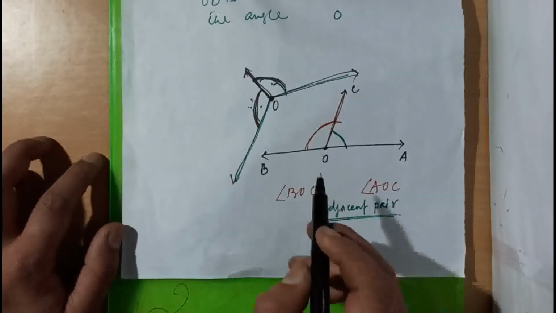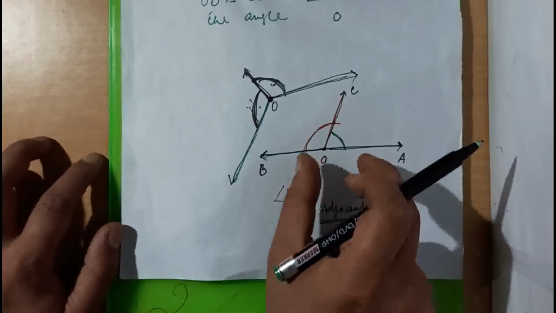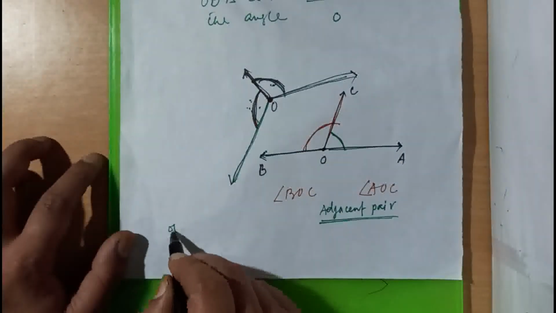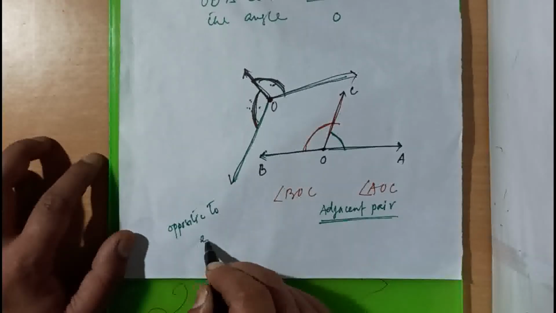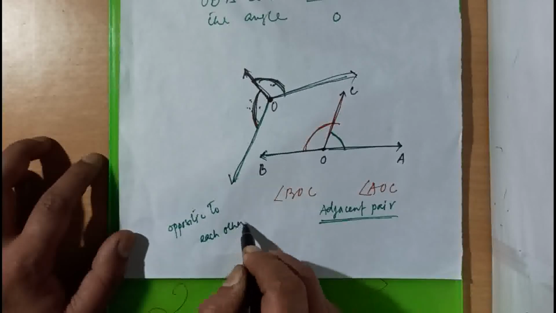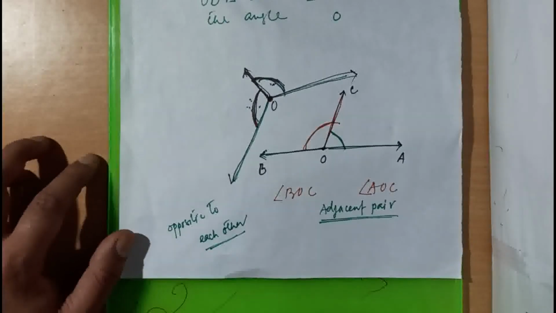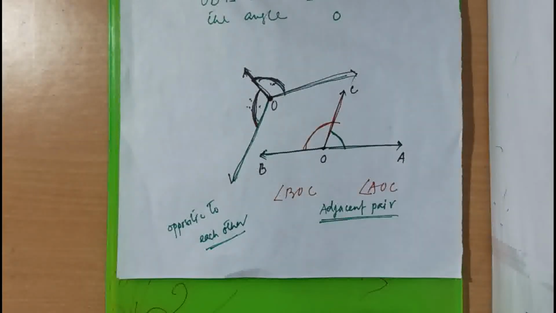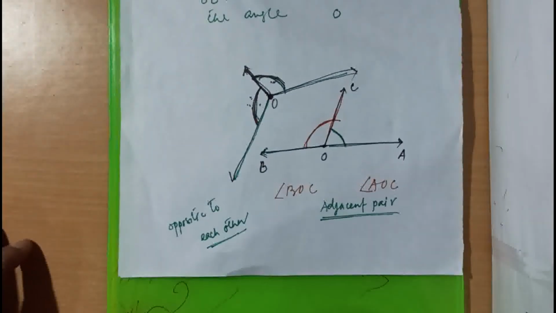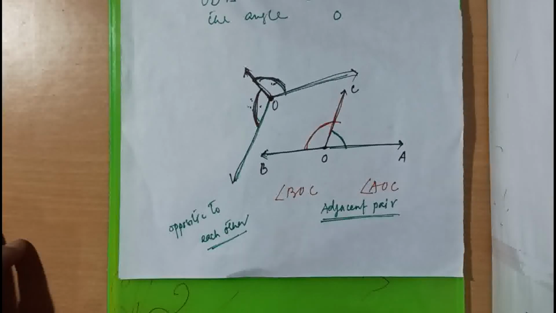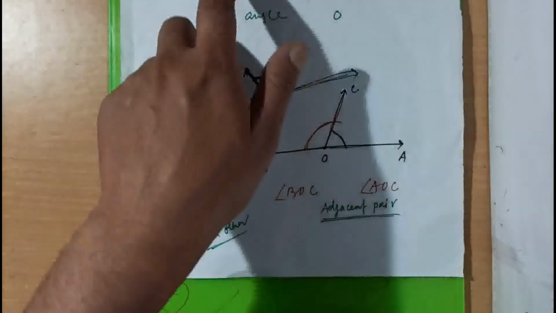But if you observe the other two rays, that is ray OB and ray OA, these rays are opposite to each other. That means in such a case we call this a linear pair. These are, no doubt, obviously adjacent angles. These are also adjacent angles.